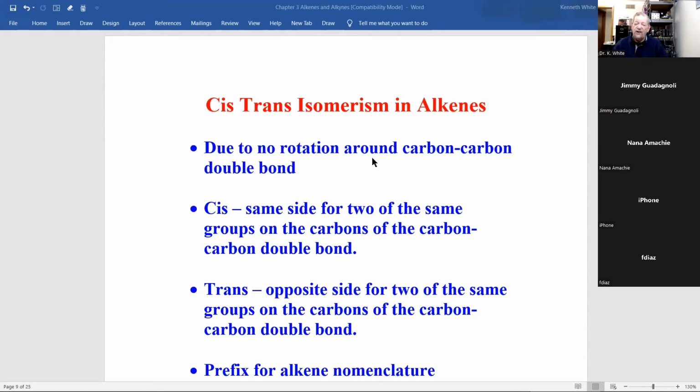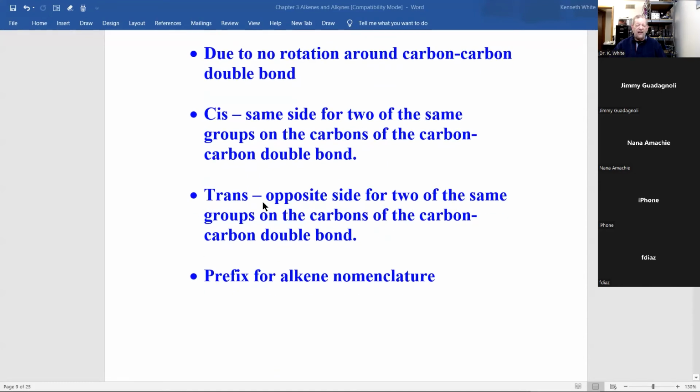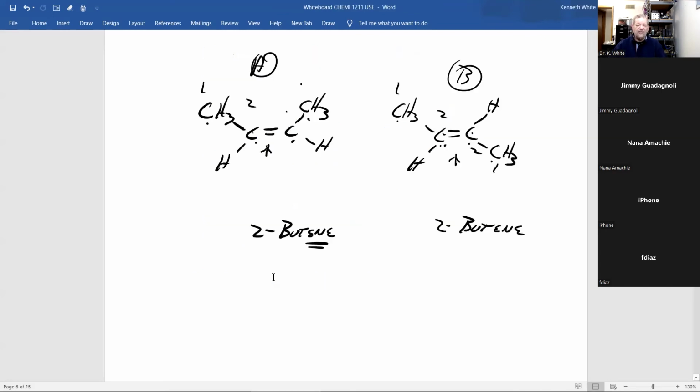And because of that, to handle the situation we talked about, IUPAC came up with the following. The prefix cis means same side for two of the same groups or atoms on a carbon-carbon double bond. Trans means opposite. That means two groups or two atoms that are on the opposite side are called trans. So these are the prefixes for alkenes, double bonds, nomenclature. So let's go back to our problem here. Now, if we look at this, and if I had a plane right here, like a piece of paper coming right out, notice the hydrogens or these CH3 groups are on the same side.